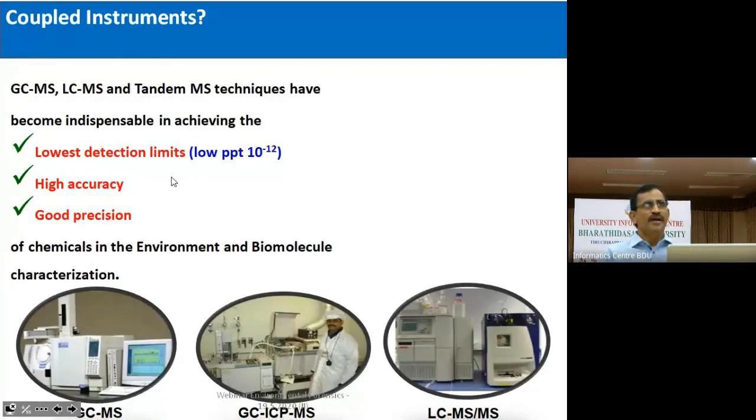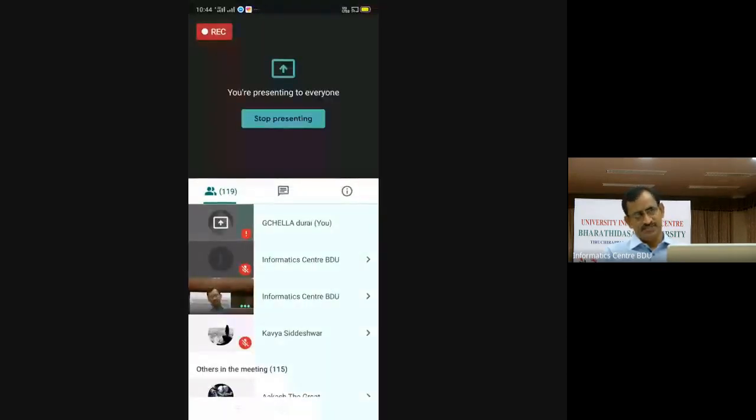These coupled instruments become indispensable in achieving the lowest detection limits. We can go for parts per trillion or parts per quadrillion, with high accuracy and good precision. Coupled instruments help us with very trace level determination of many pollutants available at trace levels in the environment, as well as biomolecule characterization.